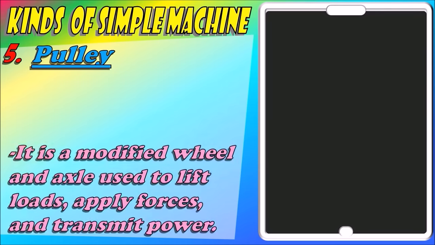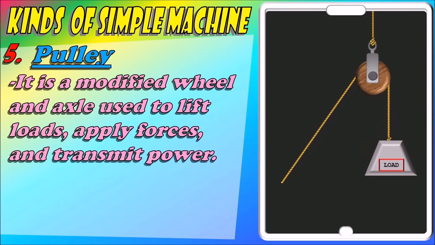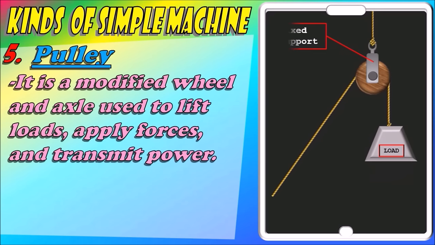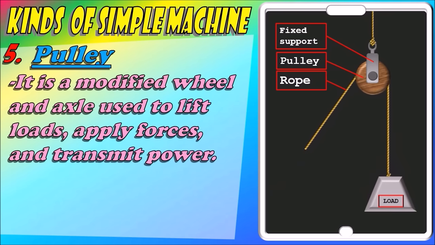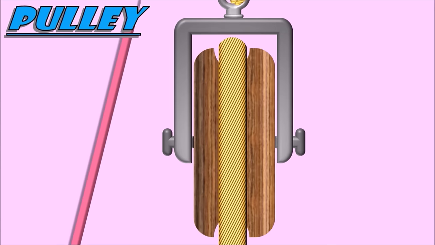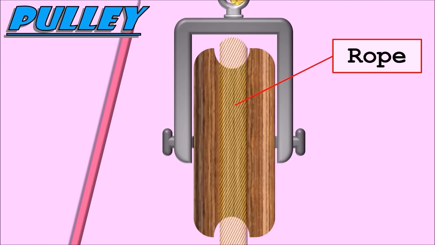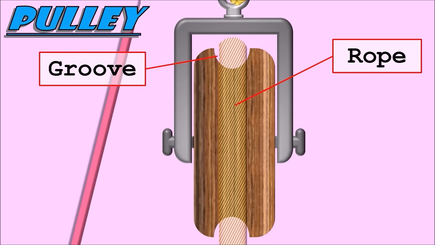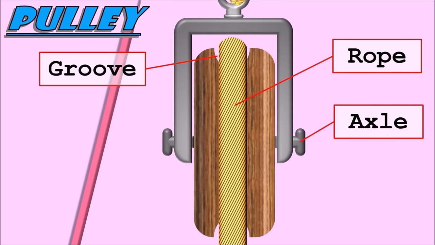Number 5. Pulley. A pulley is a modified wheel and axle. It is used to lift loads, apply forces, and transmit power. A pulley has a rope sliding on the groove of the wheel. The groove prevents the rope from slipping. The axle, on the other hand, serves as the mounting bracket that attaches or holds the wheel so that it turns as the rope slides.